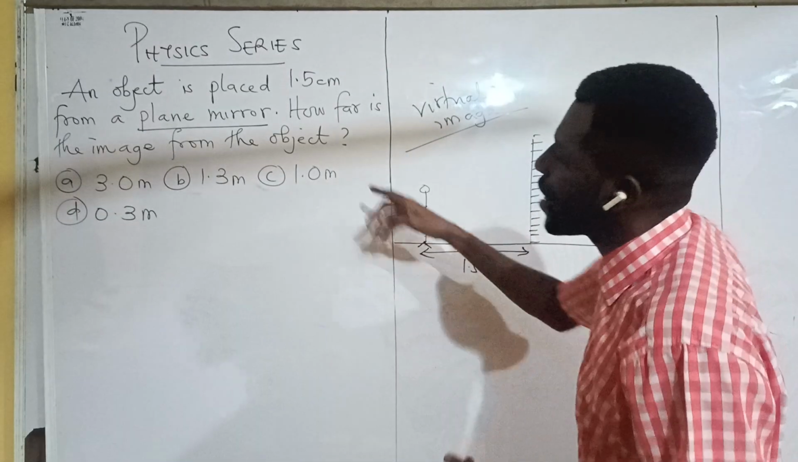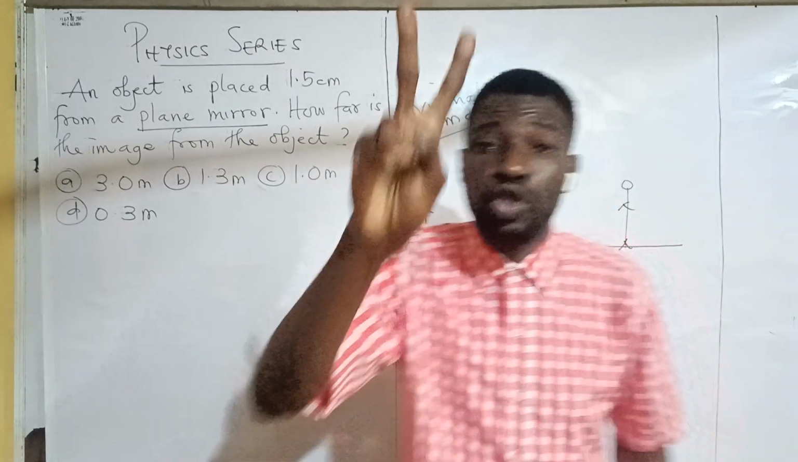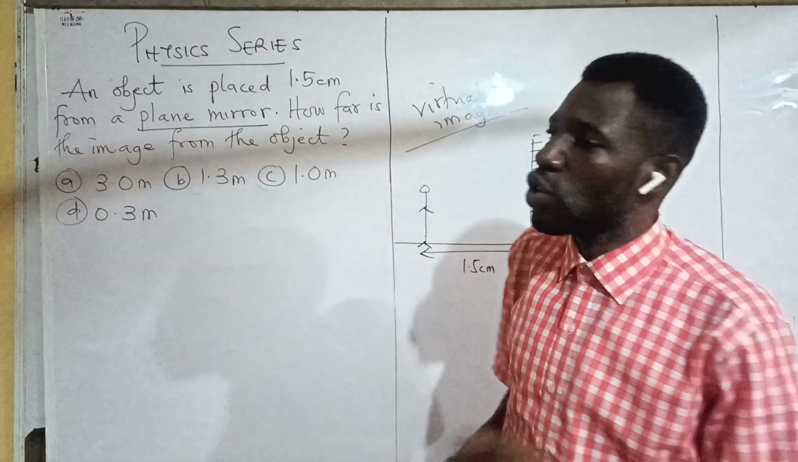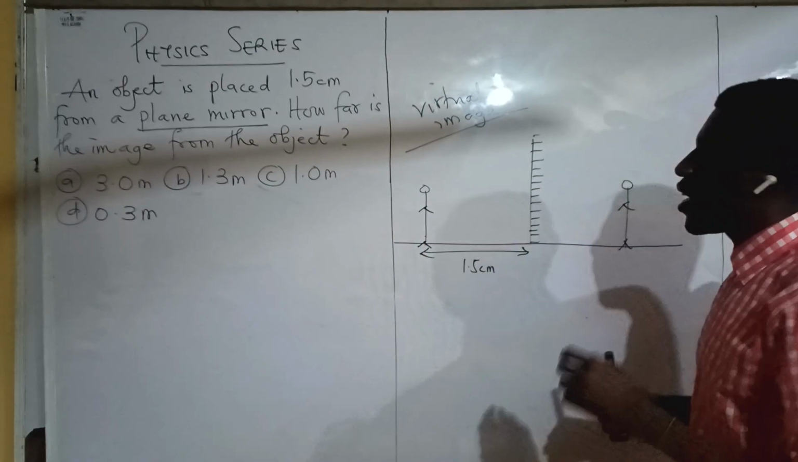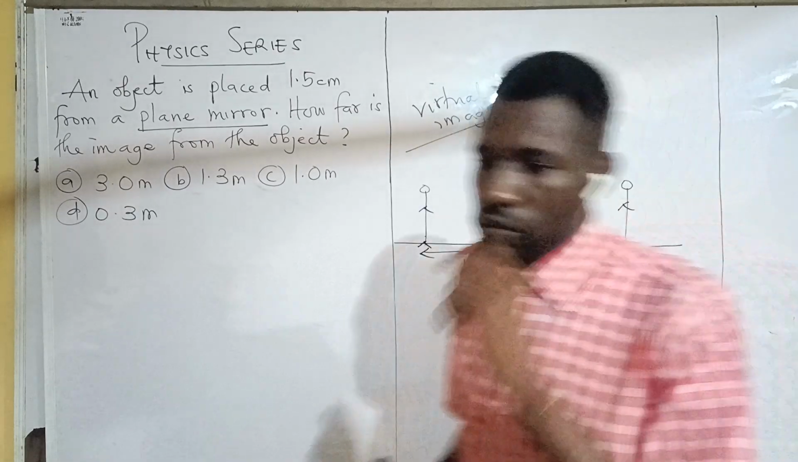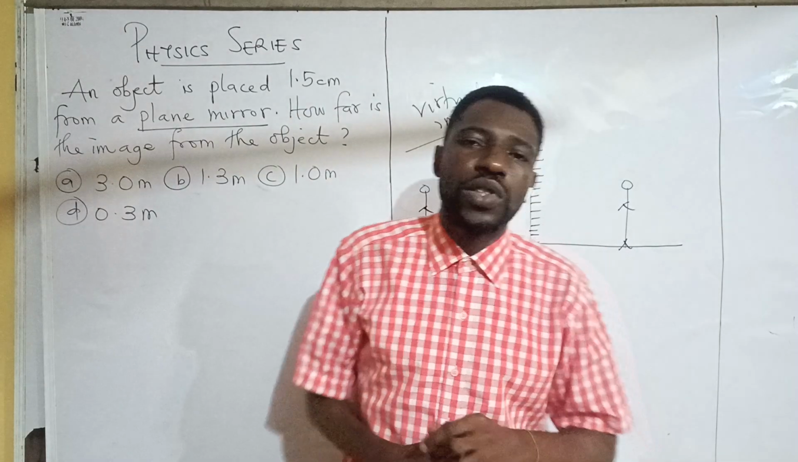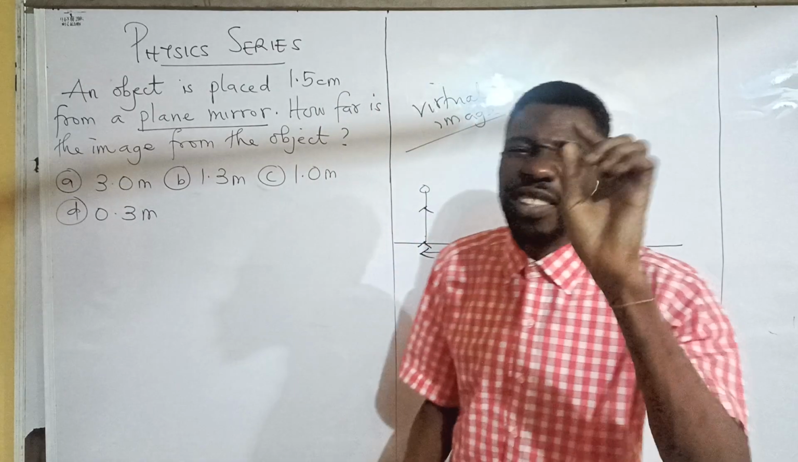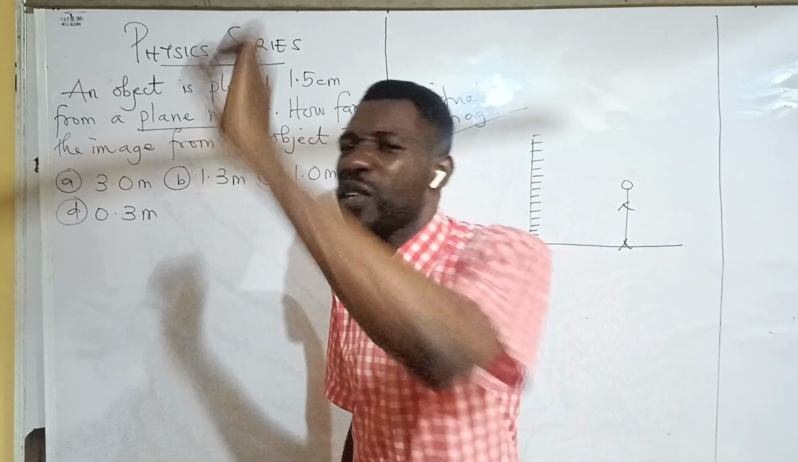Now, how far is an image from the object? That leads me to property 2 of a plane mirror. Property 2 of a plane mirror is: it forms, are we there? The distance of the object is the same as the distance of the image.